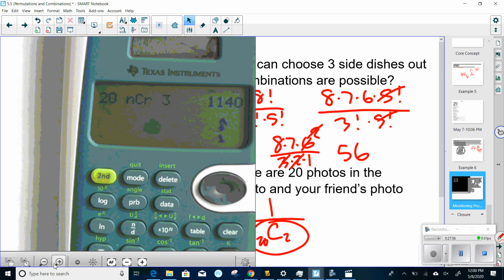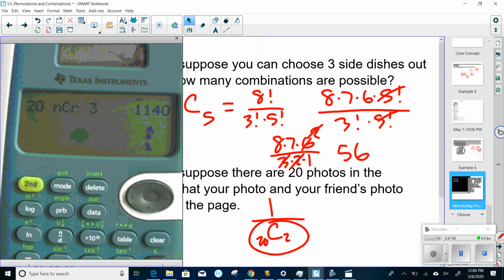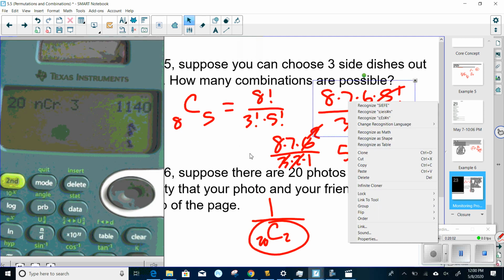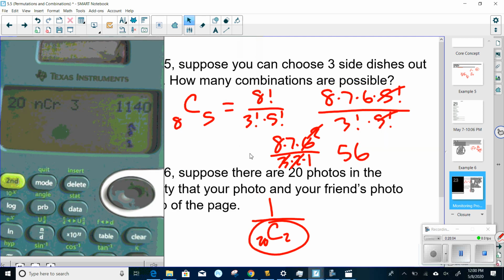I'm perfectly fine if you use a calculator. I'm also perfectly fine if you just want to take it and write it out as a fraction like we have here, and simplify it. That's fine also. Hey, this will be the last section, so practice that. We'll be reviewing next, and then we'll take our test.